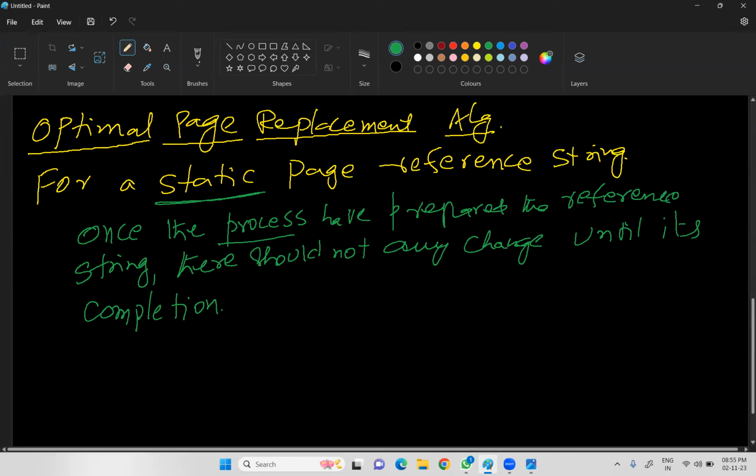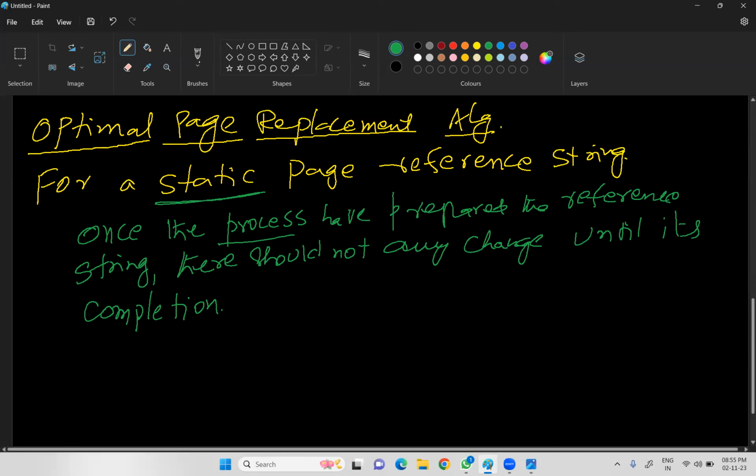Once a process gets prepared, no other changes will happen within the page reference string here. If such kinds of problems are there for execution, then optimal page replacement is so useful for you. As the name suggests, optimal will give you very few page faults.